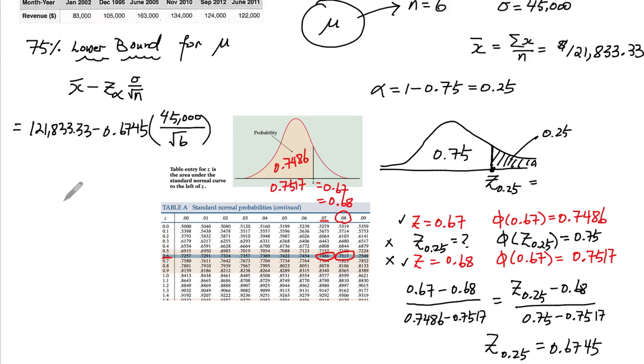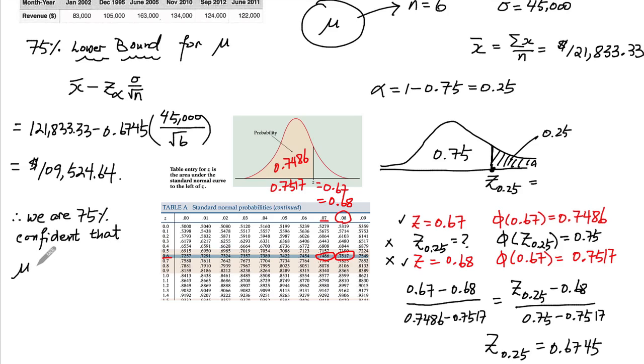If you compute this, let's see, where is my answer? If you compute this, you will get a lower bound of 109,524.64. Okay. We therefore say we are 75% confident that the true average monthly revenue is greater than $109,524.64 as such.